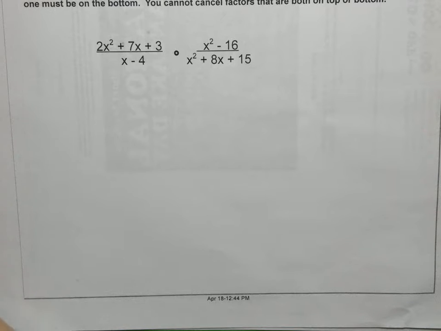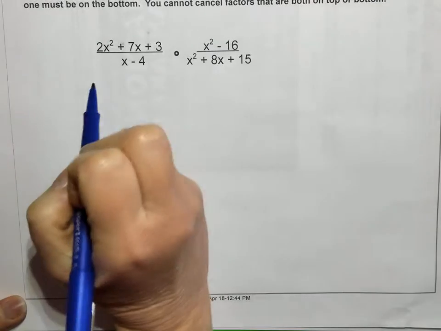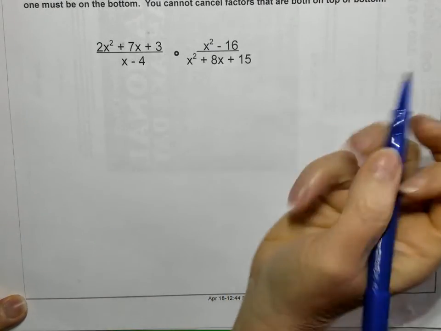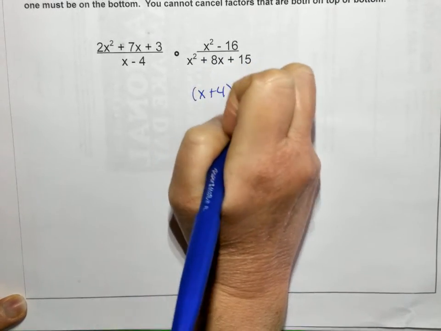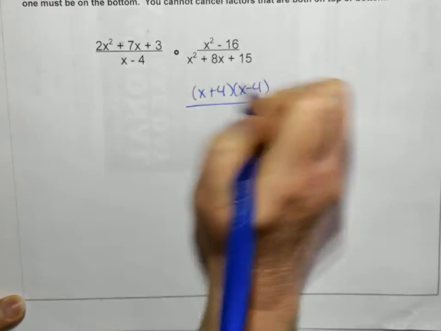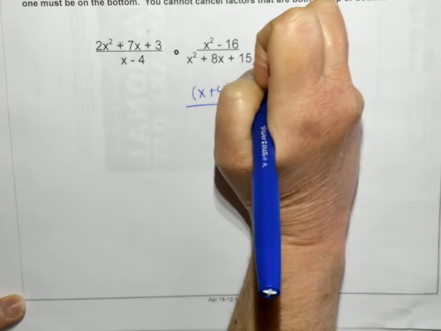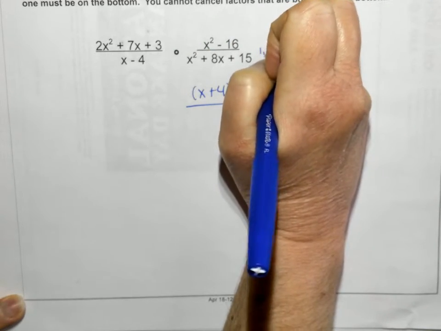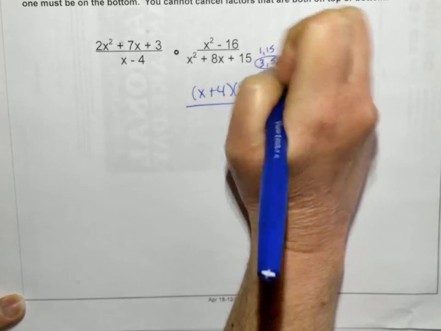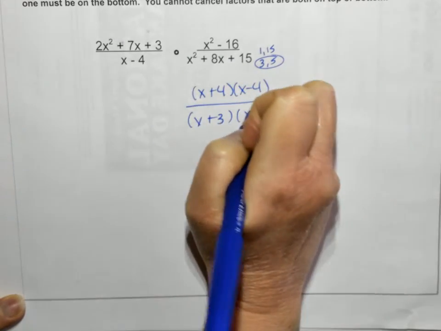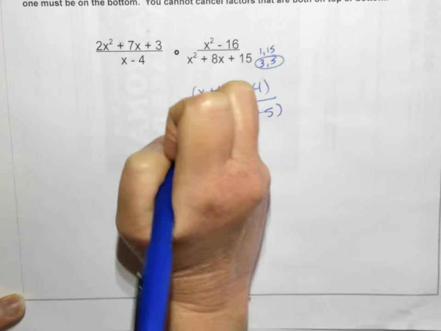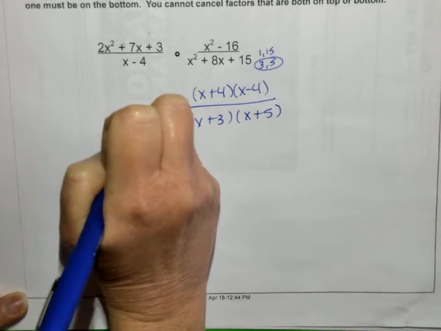So, this looks like fun. Let's see. What can I factor here? I like this one. This is x plus 4 and x minus 4. And this one down here, the factors of 15 are 1 and 15 and 3 and 5. Oh, look at that. 3 and 5 add up to 8. So that's x plus 3 and x plus 5. Over here, I have an x minus 4.